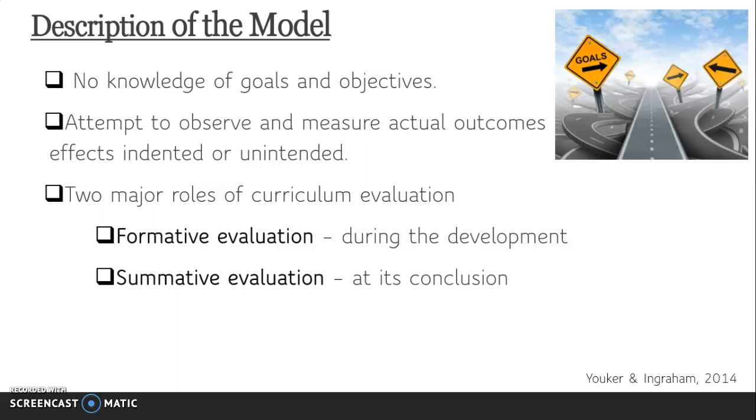Scriven differentiates between two major roles of curriculum evaluation, the formative and the summative. The formative evaluation is carried out during the development of the process, and the summative evaluation at the conclusion of the process, and it summarizes the findings of the evaluation.